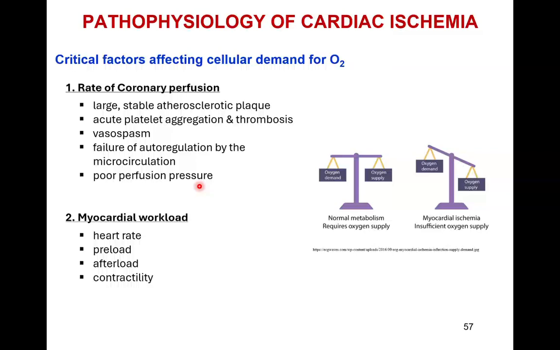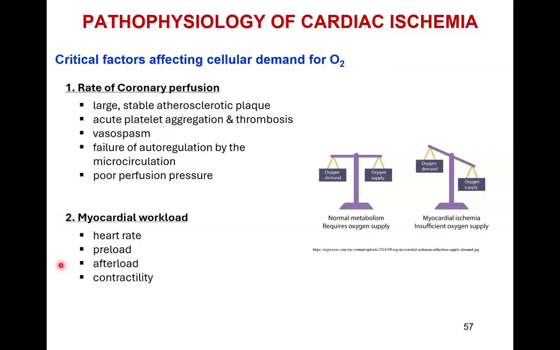So it takes the first sample of blood to feed, so to speak, the heart so that it can continue to pump. So if you've got plaques, that is going to affect blood supply, right? A thrombus, a vasospasm. What's a vasospasm? A vasospasm is just a constriction of the blood vessels, right? So if the blood vessels vasoconstrict, then it's going to reduce blood flow. That's going to affect the rate of coronary perfusion. Microcirculation or poor perfusion pressure, those can all affect the rate of coronary perfusion, right? That's the supply. So this is what can affect supply.